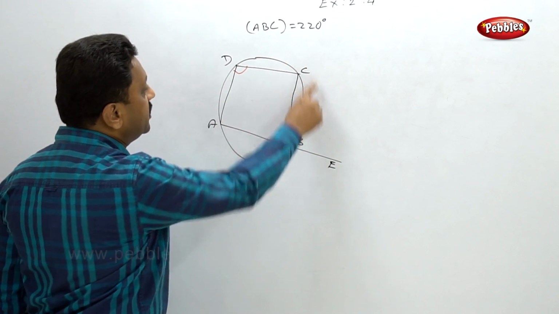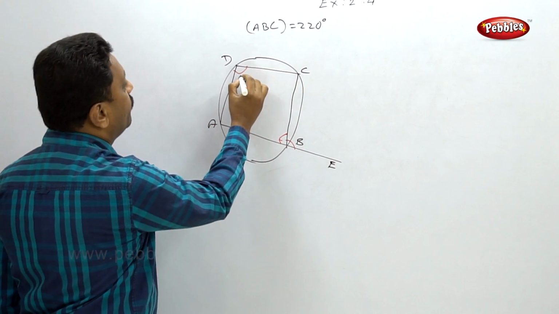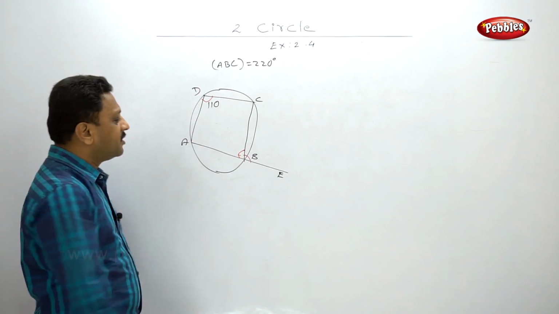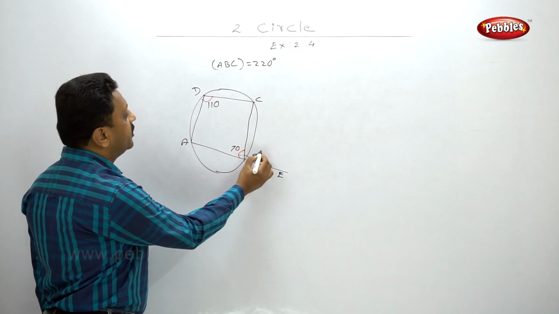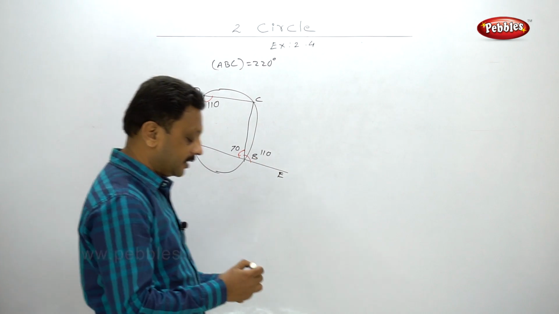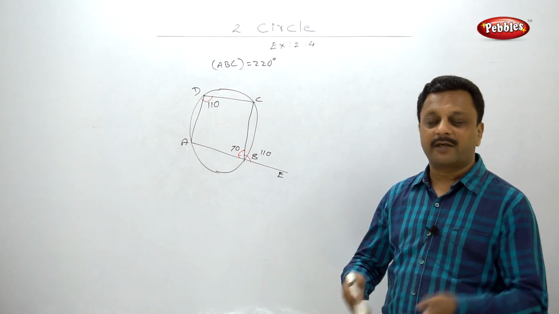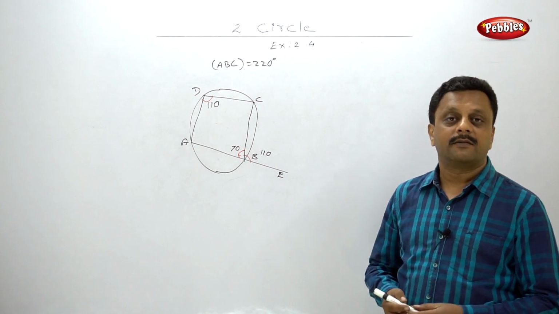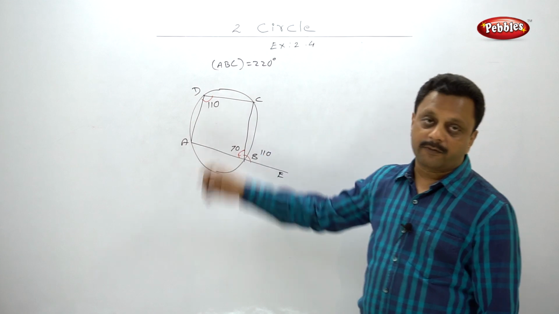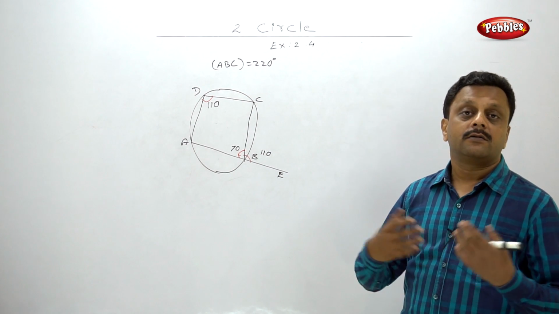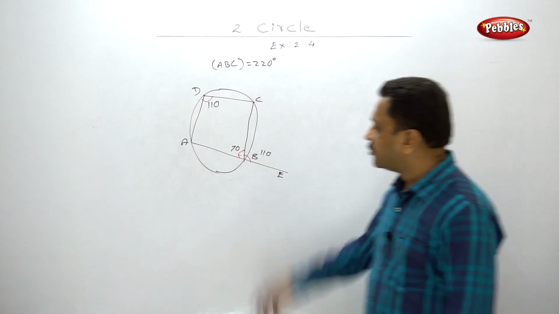Since arc ABC is 220 degrees, this angle must be half of that, that is 110 degrees. Since this is a cyclic quadrilateral, this angle must be 70 degrees. If this is 70, this must be 110 degrees. The example is over. Extremely simple example. Don't even expect this example to come in the exam. But you have to write that the opposite internal angles of the cyclic quadrilateral add to 180, that is, those angles are supplementary, and so on. Okay, let us go to the next example.